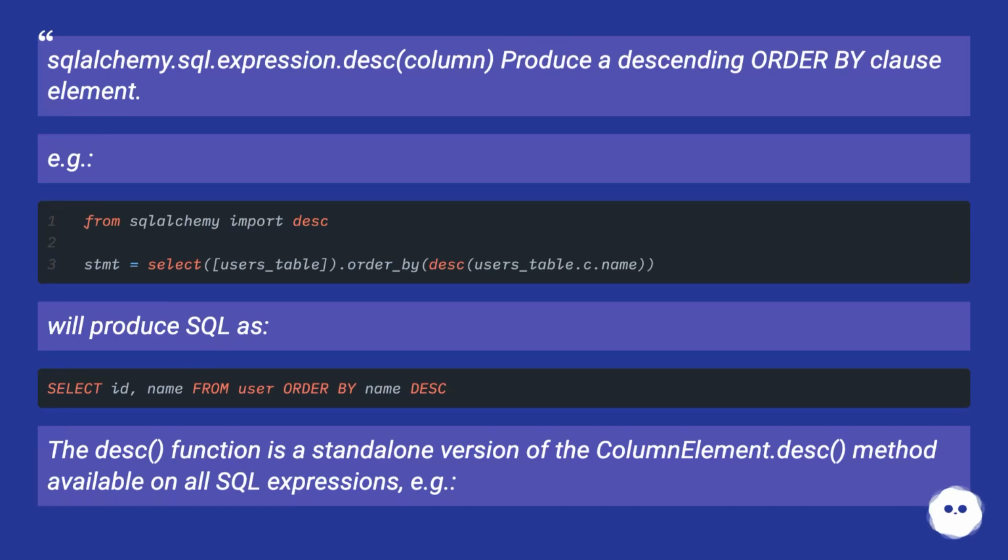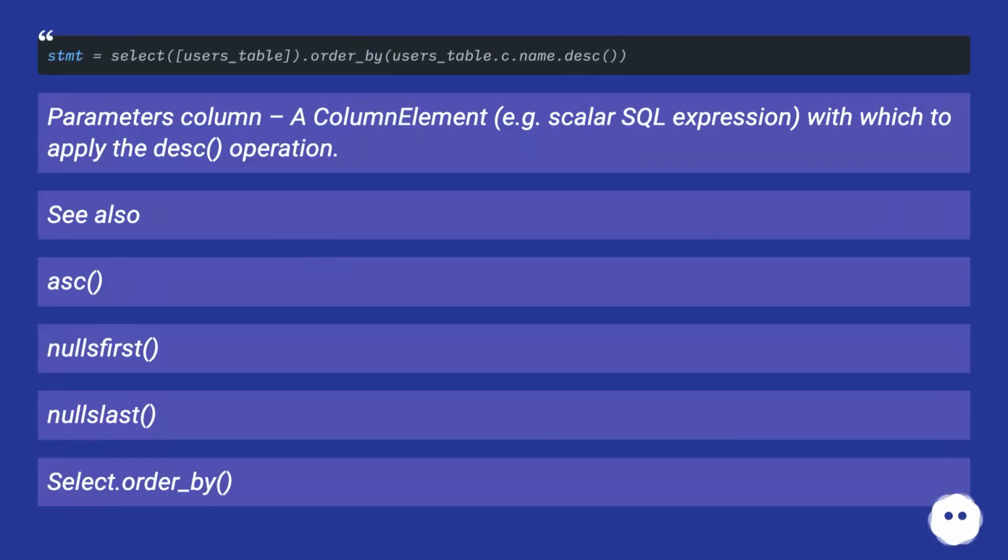The desc function is a standalone version of the ColumnElement.desc method available on all SQL expressions, e.g. Parameters: column, a column element, e.g. a scalar SQL expression, with which to apply the desc operation. See also asc, nulls_first, nulls_last, Select.order_by.